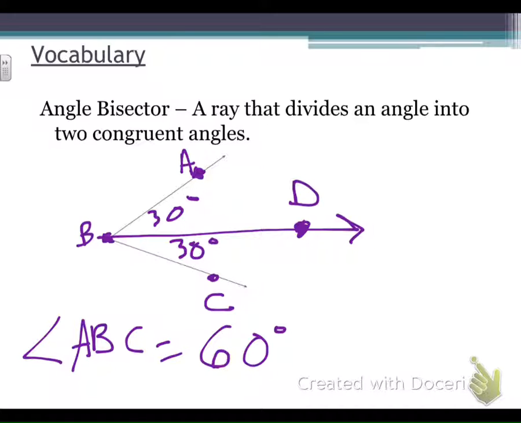Okay. If you didn't get this example, it's fine. I'm just kind of explaining it before we get into it more.